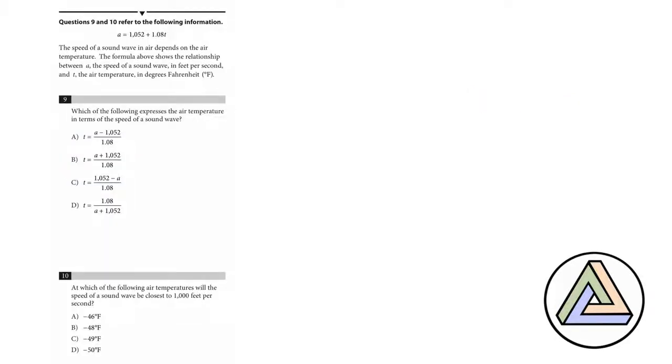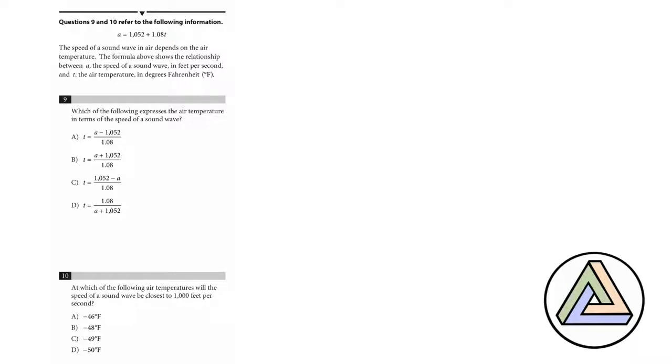Okay, the equation, so that's a linear equation, maybe just making a mental note of that. The speed of a sound wave in air depends on the air temperature. The formula above shows the relationship between A, the speed of the sound wave, in feet per second, and T, the air temperature. Which of the following expresses the air temperature in terms of the speed of a sound wave? In other words, solve for T, basically, right?